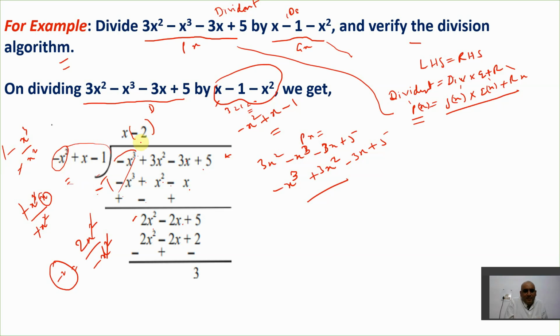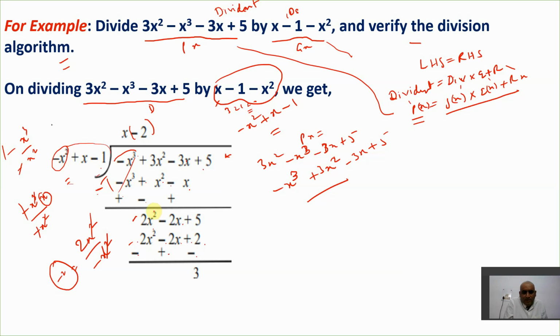Minus x square into minus 2 is 2x square. X into minus 2 is minus 2x. Minus 1 into minus 2 is plus 2. After writing the equation, I have to subtract these two equations. When I subtract, I have to change the sign, so plus will become minus, minus will become plus, and plus will again become minus.